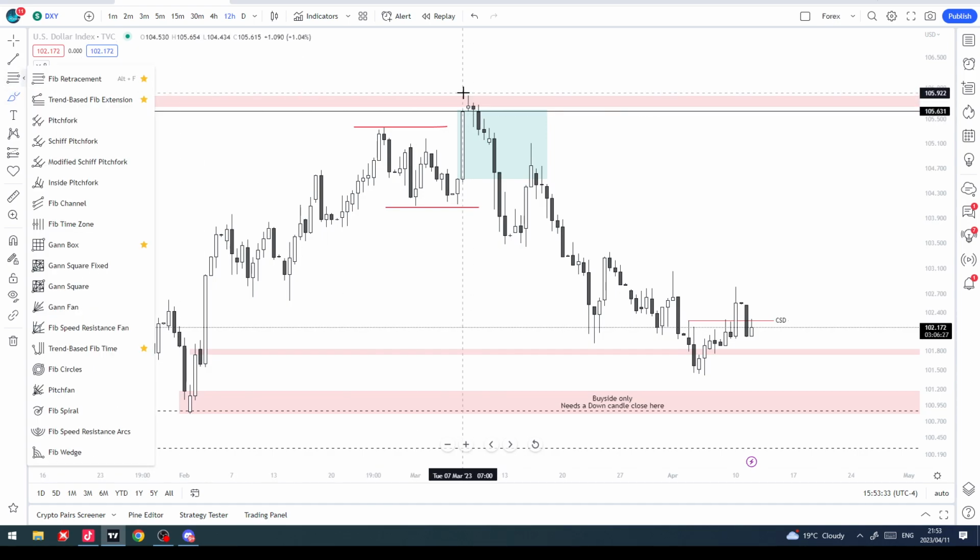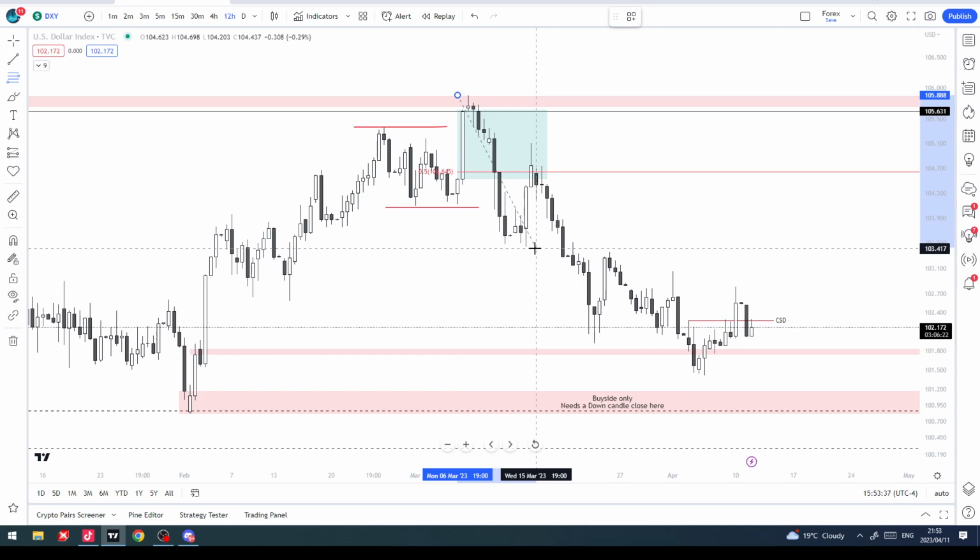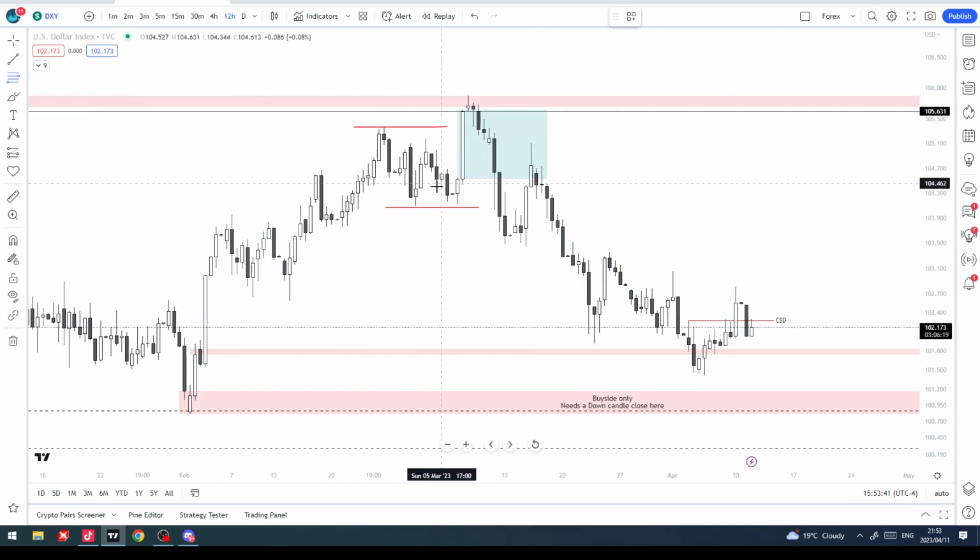If you put a fib on this, I'm sure it's just over 50%. There, 50%. If we put a fib from here to here, let's have a look at what this gives us. There, 50% as well, 50% of the OLR leg. So that's the kind of model you want to see.